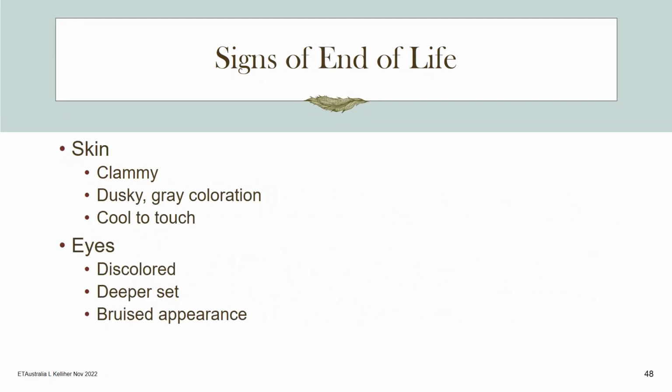Signs of end of life. Skin. The skin can become clammy, dusky, go grey, and be coolish to touch. When the body's slowing down, you will feel that. You will see their colour change to a greyish colour. They will feel clammier and cooler to touch. That is just everything slowing down in the body.